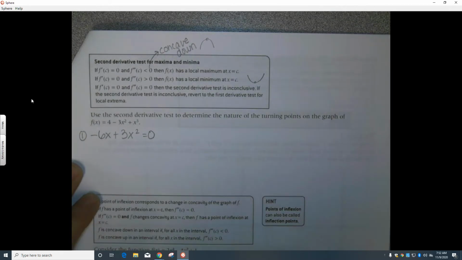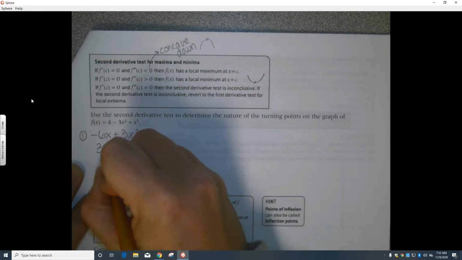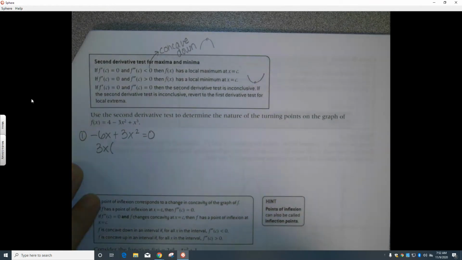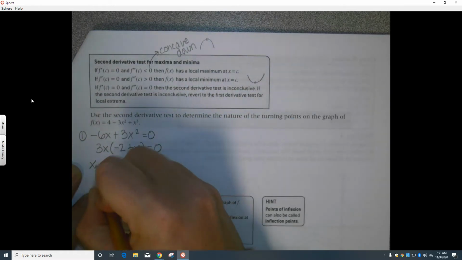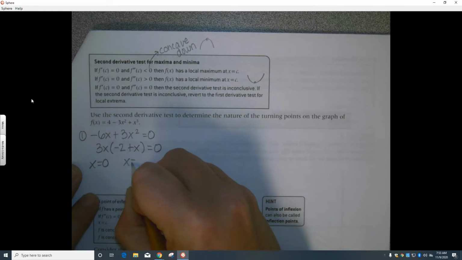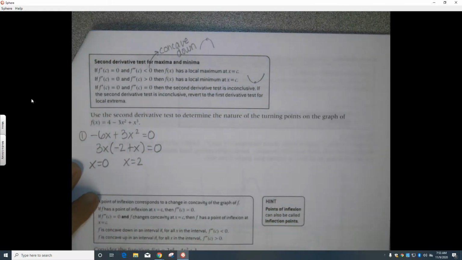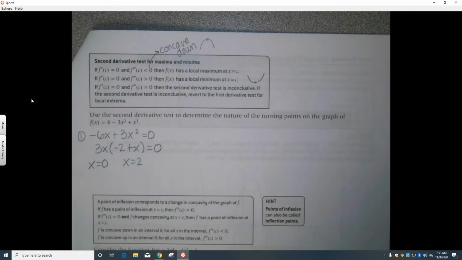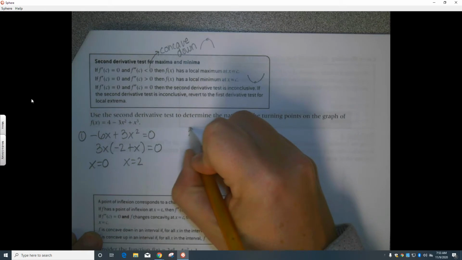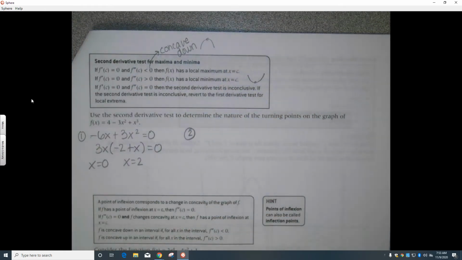Here we have to factor. I'm going to take a 3x out of both terms, which leaves me with a negative 2 plus x. So I get x equals 0, and I get x equals 2 if I set each of those equal to 0. So these are my two turning points. That satisfies this if part up here. I can see the second step then is to show that the second derivative equals 0 and find where it's positive and where it's negative, that second derivative.